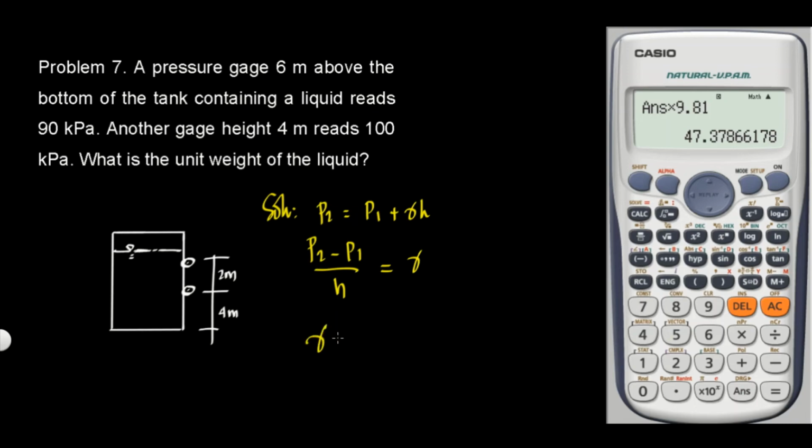So P2 is given as 100, then P1 is 90, over the difference in elevation, which is 2. Then gamma is equal to 10 over 2, which is 5. So 5 kilonewton per cubic meter. This is the answer.